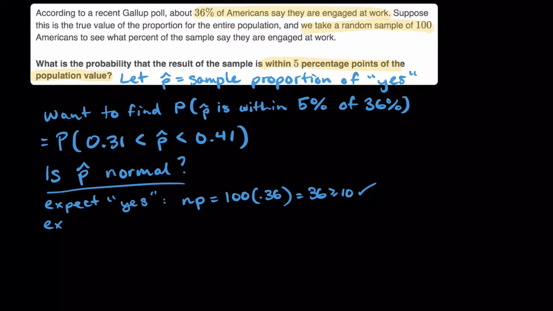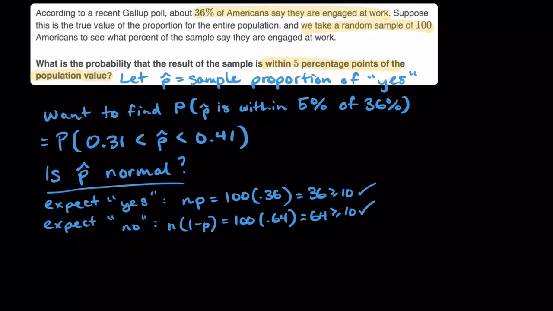We also need the expected number of failures, or the expected no's, to be greater than or equal to 10, which is just the rest of the people. It's 100 people we're sampling. We expect 64% to say no. So that's 64 no's we expect, which is also greater than or equal to 10. So this will allow us to use a normal distribution to calculate probabilities about p hat. So next up, we need to find the mean and standard deviation of p hat, our sample proportion.